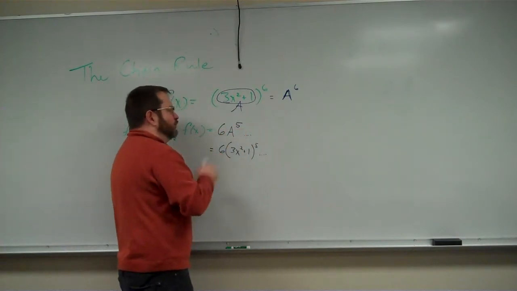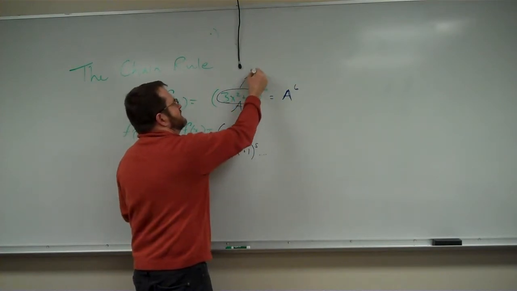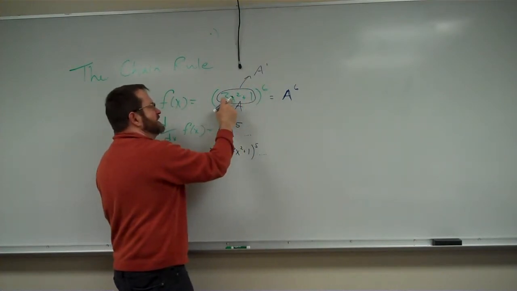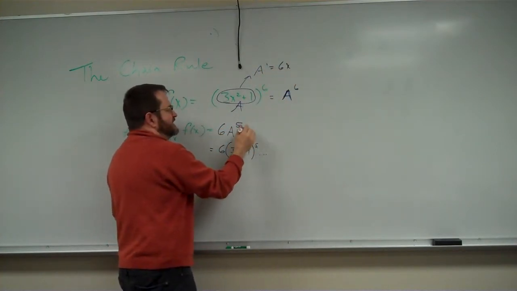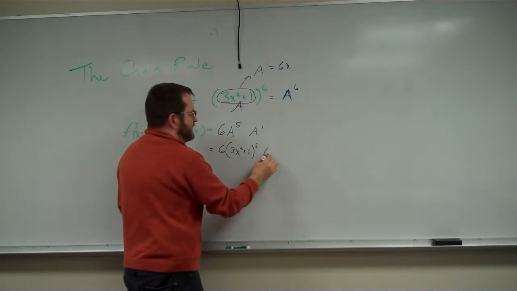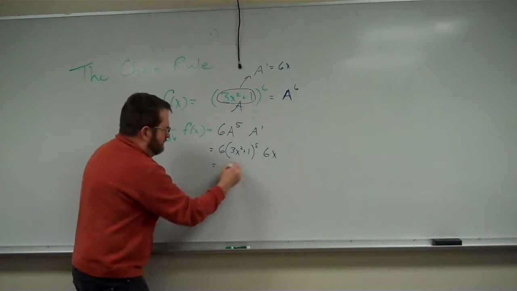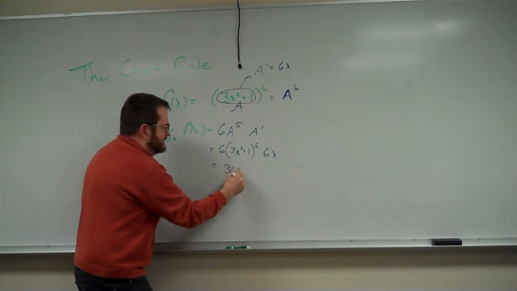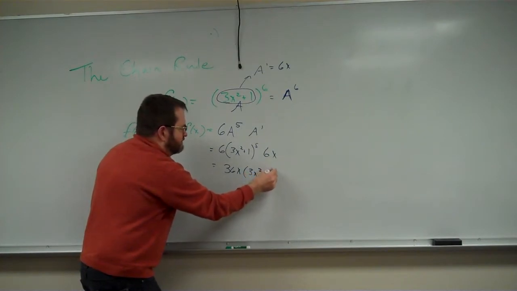Then we take the derivative of the a part. So what is the derivative of this thing? If we had a prime, what is this? 6x. So then we just multiply this by that a prime, which in this case would be 6x. Now we've got a little bit of algebra to do here. We would pull that 6 over here and make that 36x times the quantity 3x squared plus 1 to the 5th power.